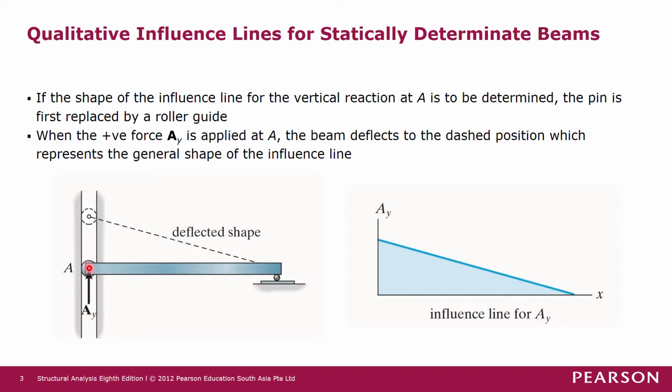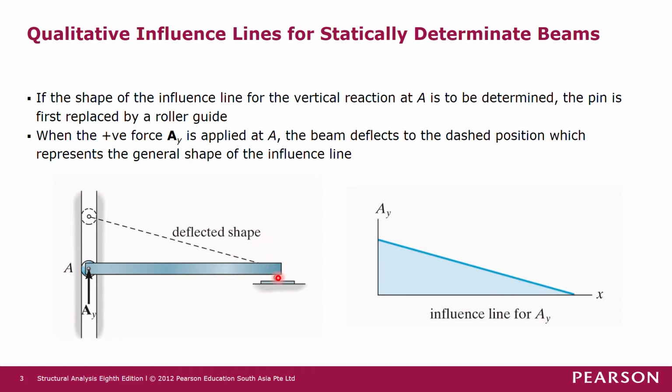So when this roller guide is pushed up by AY, AY is placed in the positive direction, because in drawing influence lines, we take positive for reaction as upward direction. So when the positive force AY is applied at A, the beam deflects to the dashed position, which represents the general shape of the influence line.